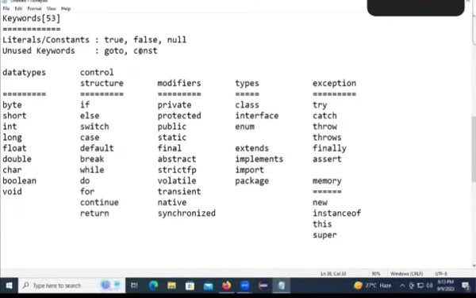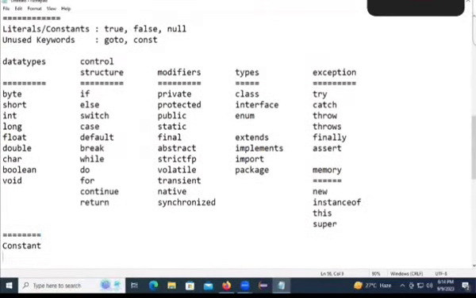If you remember topic wise, you can easily remember them: data types, control structure, modifiers, types, error and exception related, member related. Easily you can remember all the keywords. We are not going to discuss them now, as we discussed data types. After that, we are going to talk about control structures, then modifiers, types, and all this, one by one. Just remember the list of keywords. Now see what a constant is.